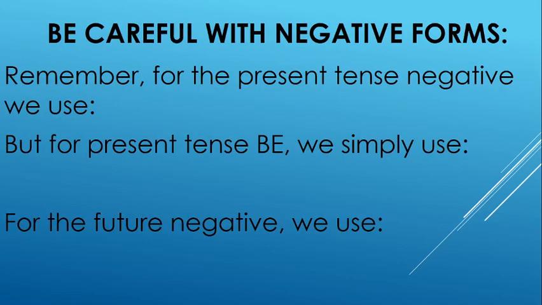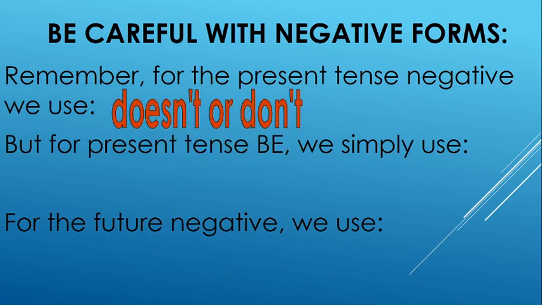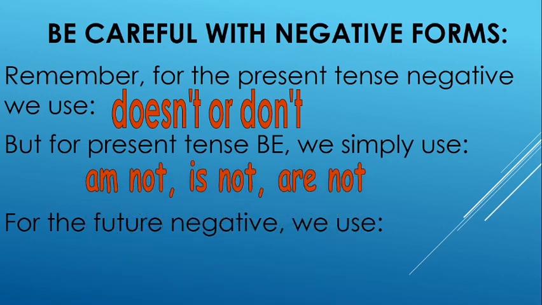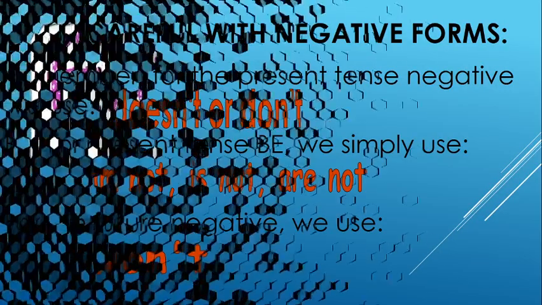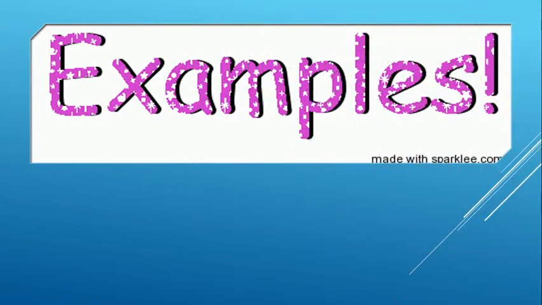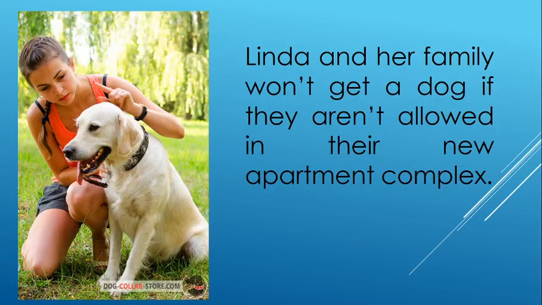Now, we need to be careful with the negative forms. Let's remember what negative form we use. Doesn't or don't. And what is the negative form for the verb to be, right? I'm not, is not, or are not. And what is the negative form for the future? Won't, which is a contraction of will not. Let's see some examples. Linda and her family won't get a dog if they aren't allowed in their new apartment complex.